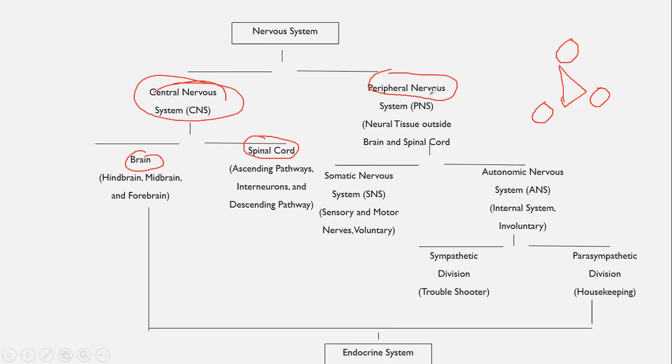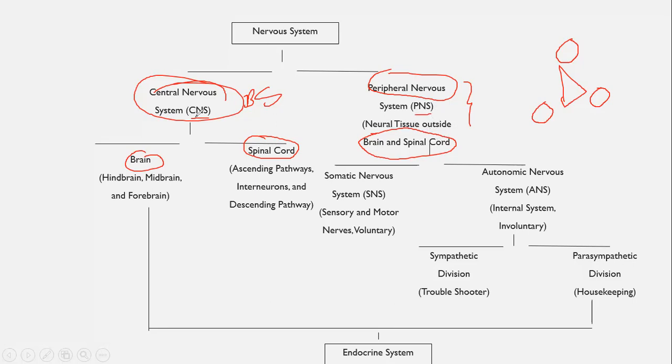Then what is our peripheral nervous system? The rest of the central nervous system. In central nervous system, it is only brain and spinal cord. What about the other organs? Those other organs will be included in the peripheral nervous system, that is the neural tissue outside brain and spinal cord. Central nervous system includes brain and spinal cord. Outside brain and spinal cord, it is peripheral nervous system. For simple understanding, it is given the code as CNS and PNS.